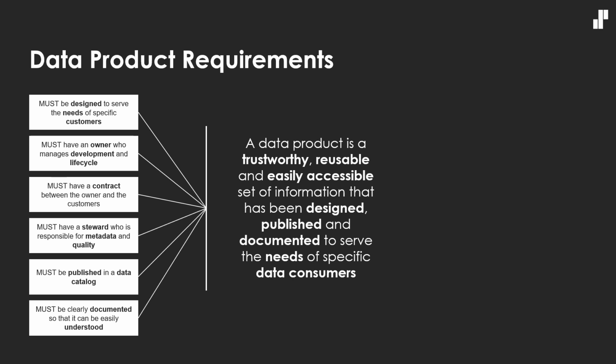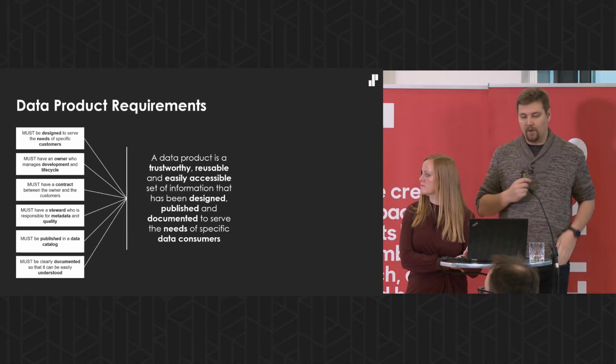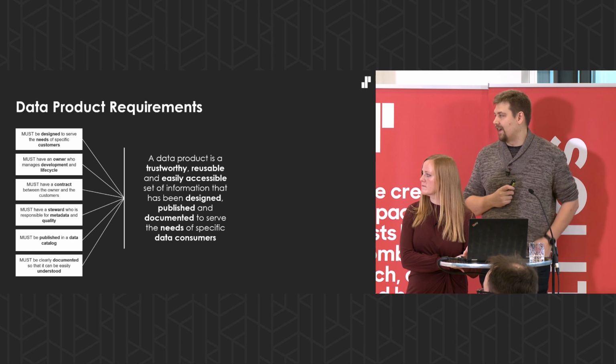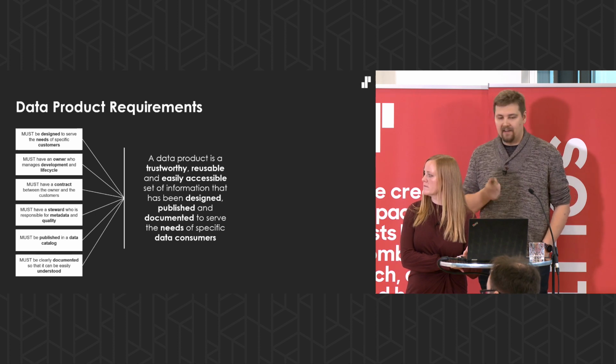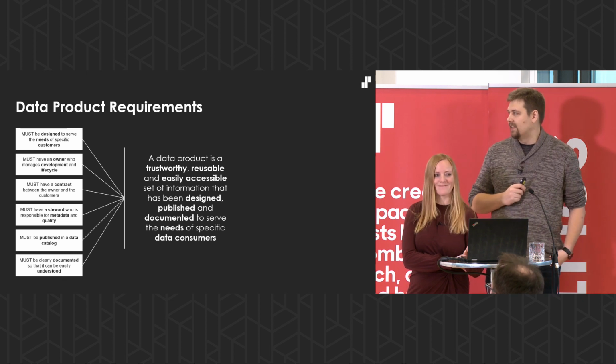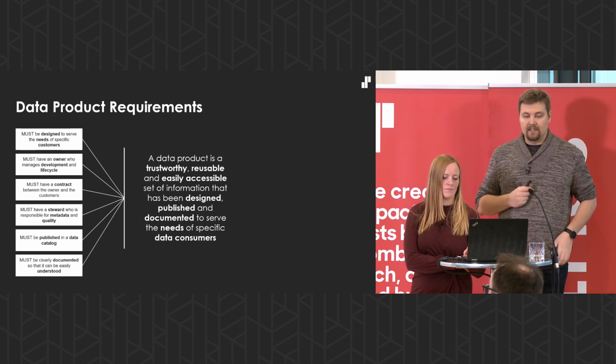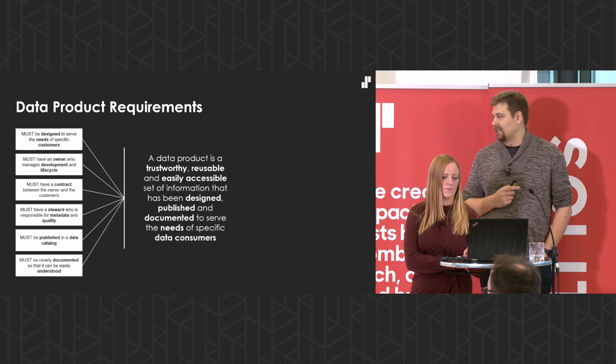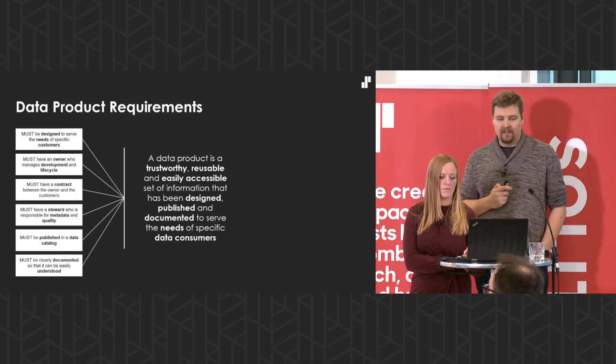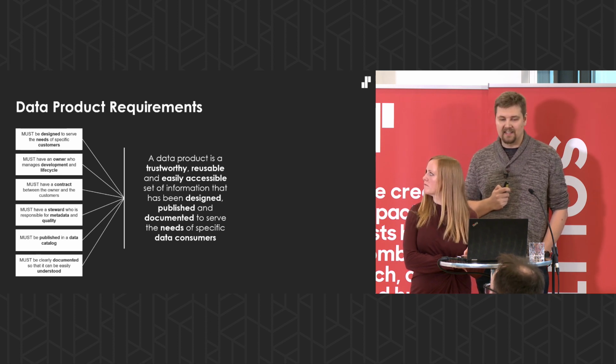And then there must be a steward who is responsible for the metadata and quality part. Then it must be published in a data catalog. Yeah, that's definitely something that tightly links it to data cataloging. And it needs to be clearly documented so that it's well understood. So these are the must-haves in this example.